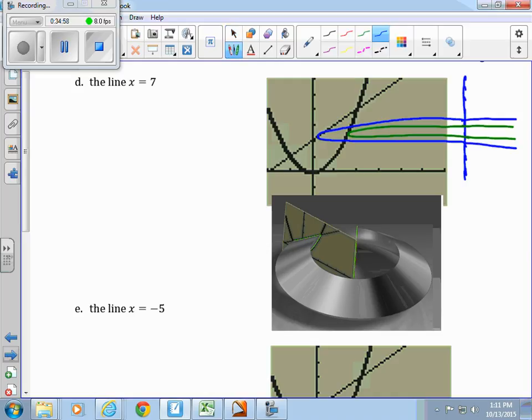Okay. So since I'm rotating around a vertical line, what is my equation? dy.